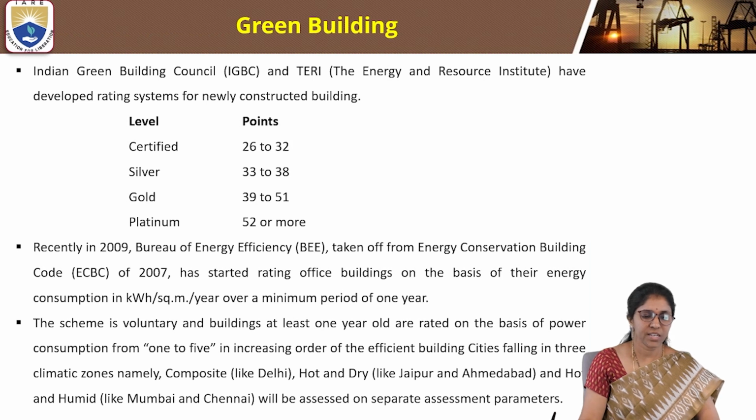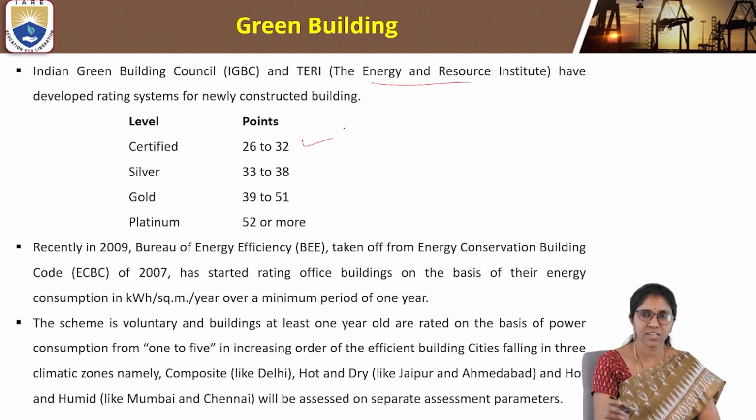Here, the Indian Green Building Council and The Energy and Resources Institute have developed rating systems for newly constructed buildings. If the building gets 26 to 32 points, it is certified by IGBC. If it gets 33 to 38, it is rated as silver. If it gets 39 to 51, it is rated as gold. With 52 and more, it will get a platinum rating.